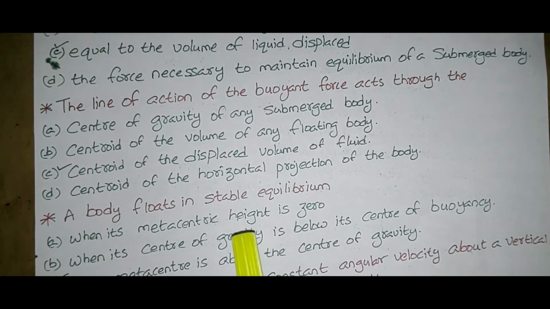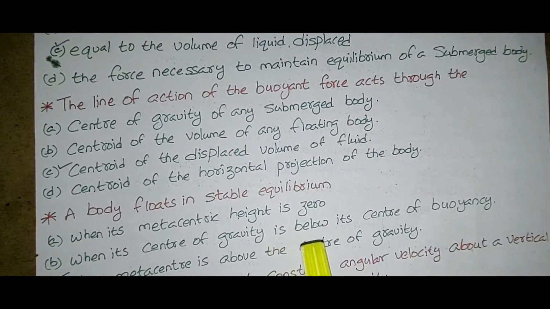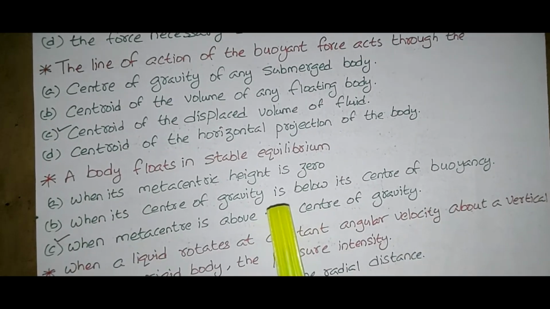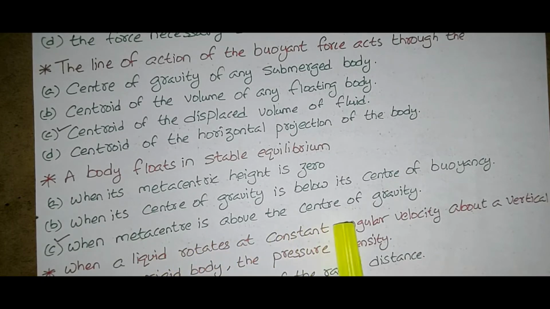A body floats in stable equilibrium when its metacentric height is 0, when its center of gravity is below its center of buoyancy, when metacenter is above the center of gravity. So a body floats in stable equilibrium when the metacenter is above the center of gravity.